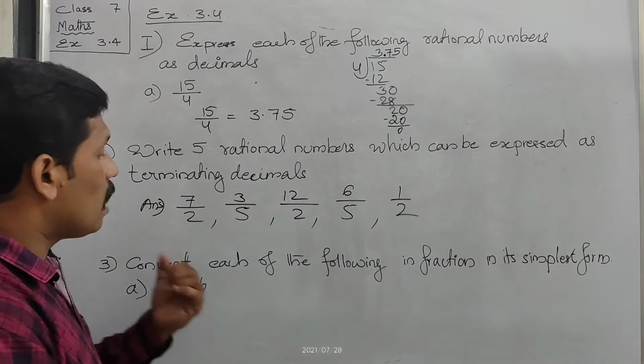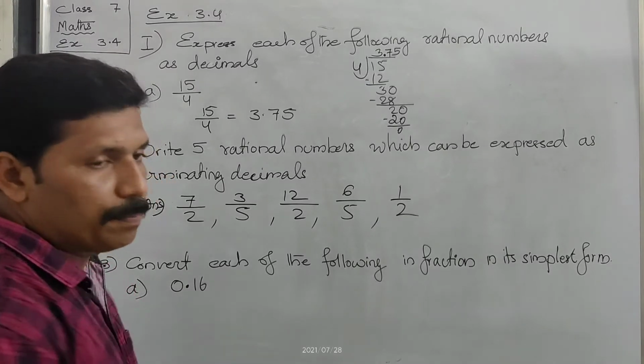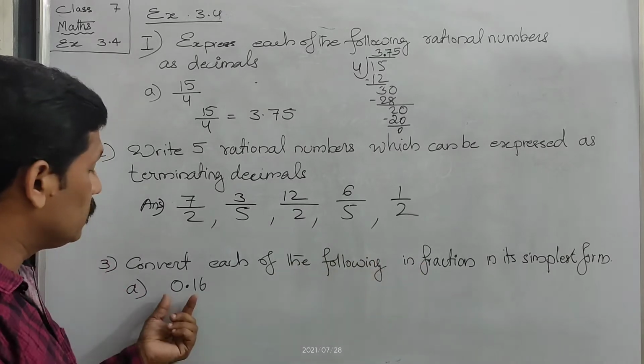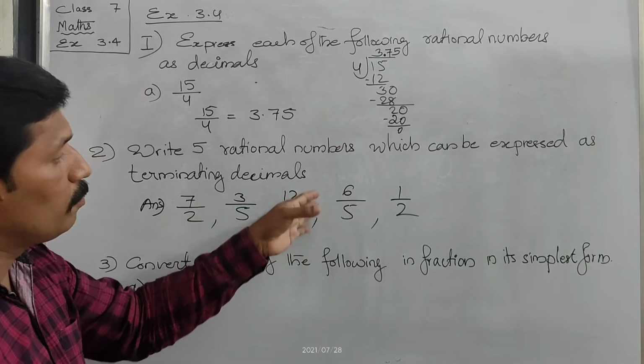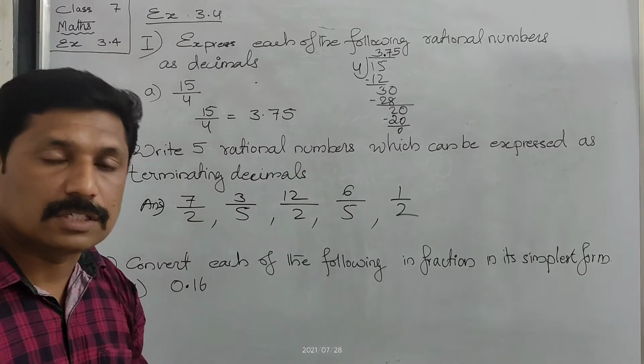Question number 3. Convert each of the following into fraction in simplest form. This decimal number is given. We have to convert it into a fraction, meaning a rational number. In the form of a fraction, we have to express this, and we have to cancel and reduce to the smallest form.